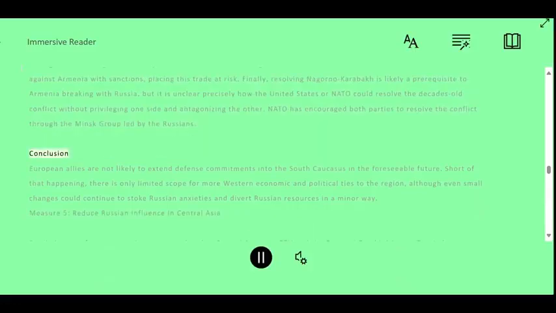Conclusion: European allies are not likely to extend defense commitments into the South Caucasus in the foreseeable future. Short of that happening, there is only limited scope for more Western economic and political ties to the region, although even small changes could continue to stoke Russian anxieties and divert Russian resources in a minor way. Measure 5. Reduce Russian influence in Central Asia.